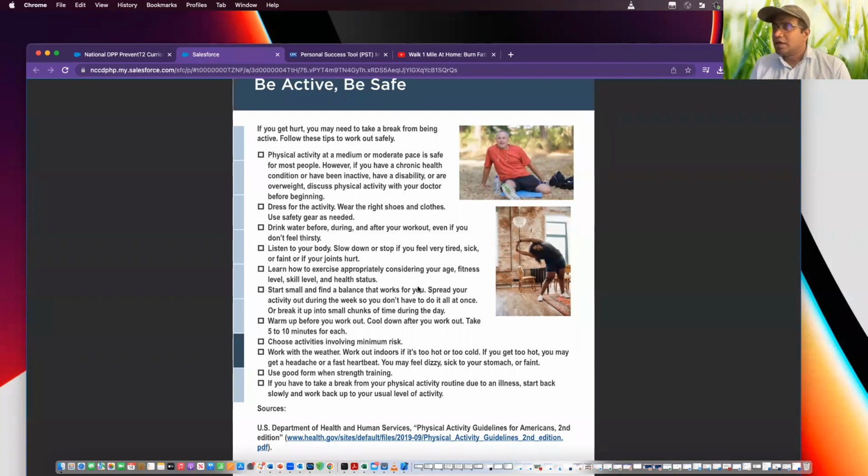It's very important to drink water. Drink water before, during, and after your workout, even if you don't feel thirsty. There's a lot of recommendation about how many glasses of water you should drink. I think as long as you keep up, it's really good, because water is really essential and healthy.